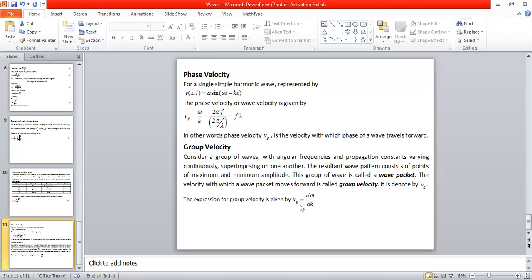How this comes, Vg is equal to d omega by dk, I am going to prove in the next class. Okay, so please remember now. Group velocity is the velocity with which a group of waves travels, or group velocity is the velocity with which a wave packet traverses in a medium. Okay, did you understand this much?